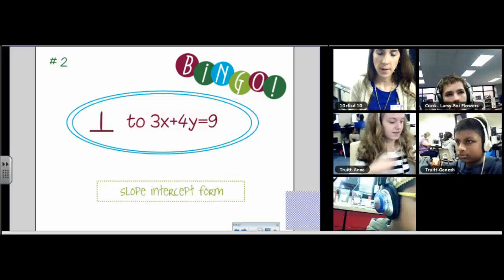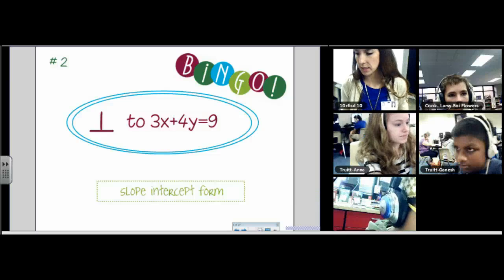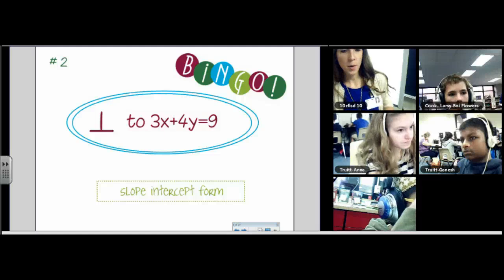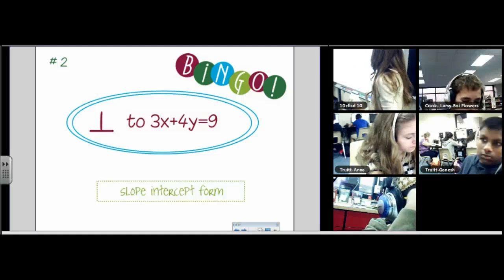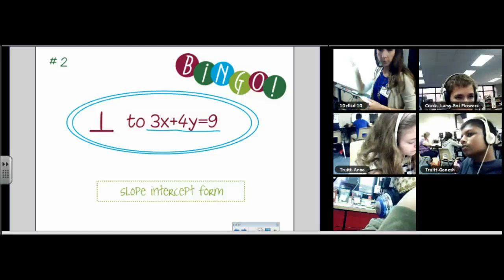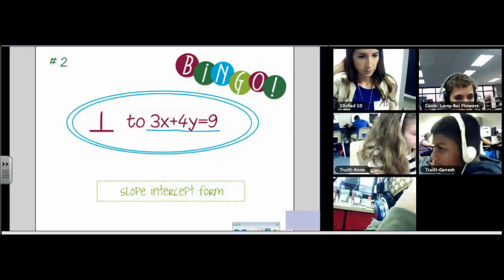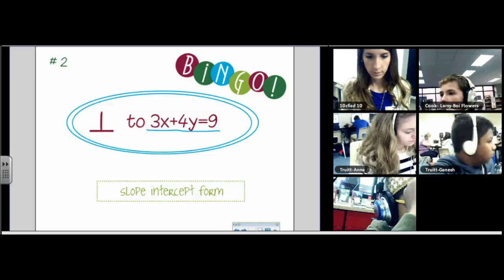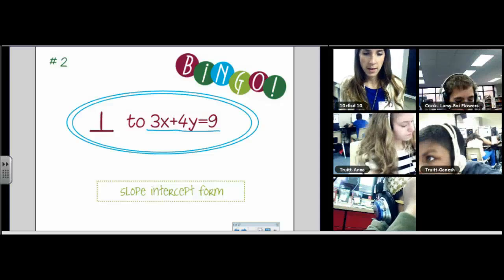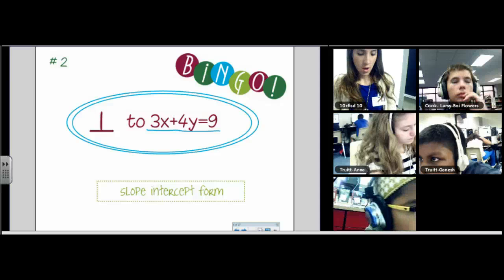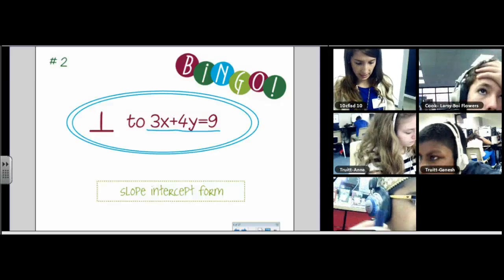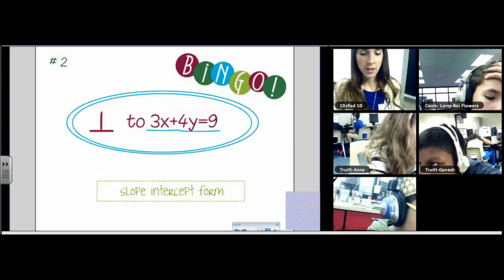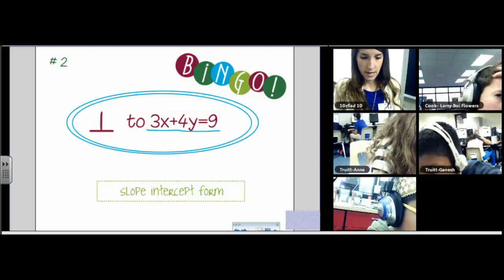We want to be perpendicular to 3x plus 4y equals 9. Eric, when you know the slope of this line right here, I want you to tell me. Everyone should be working these. It's really good practice for your quiz. You have a quiz on Thursday, not tomorrow, but Thursday. Find the slope of that line first, Eric. One step at a time.